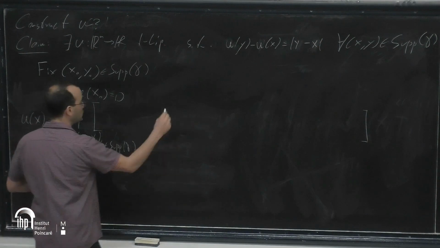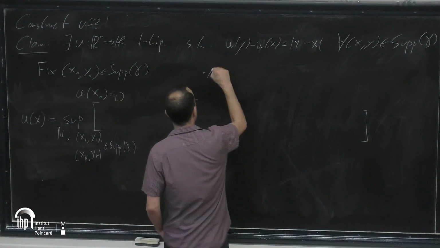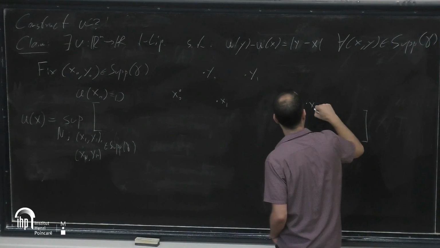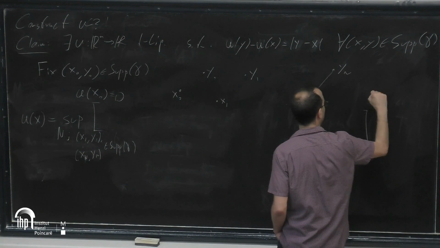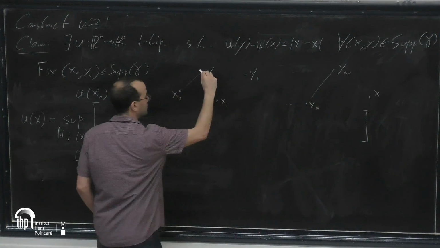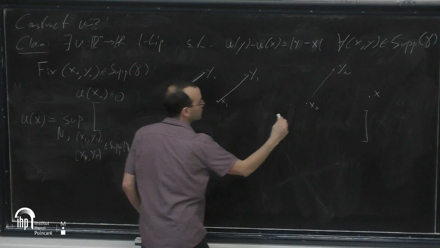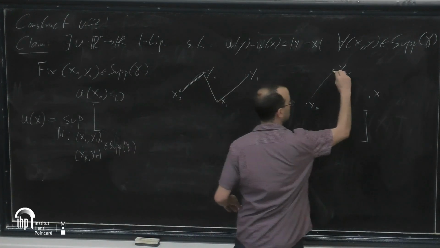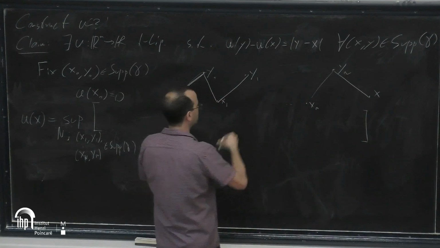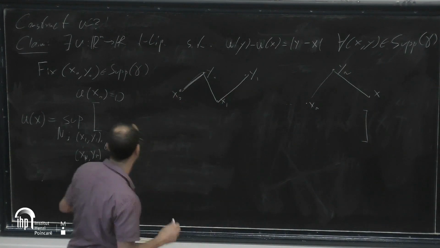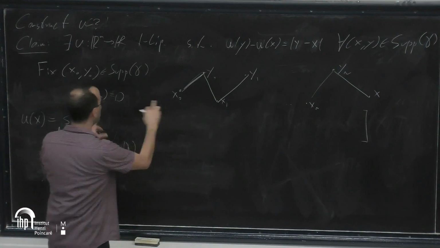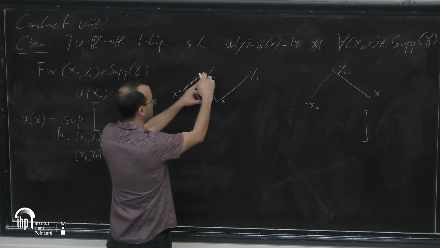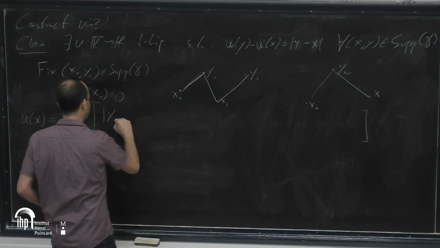Let me just draw it for myself. So I look at these points, x1 to y1, up to xn to yn, and then at the end, the point x. Let me put in some green this thing here. How do I get bounds for u? If u of x0 is 0 and I go to y0, then I know that the function should go up. It will be y0 minus x0.